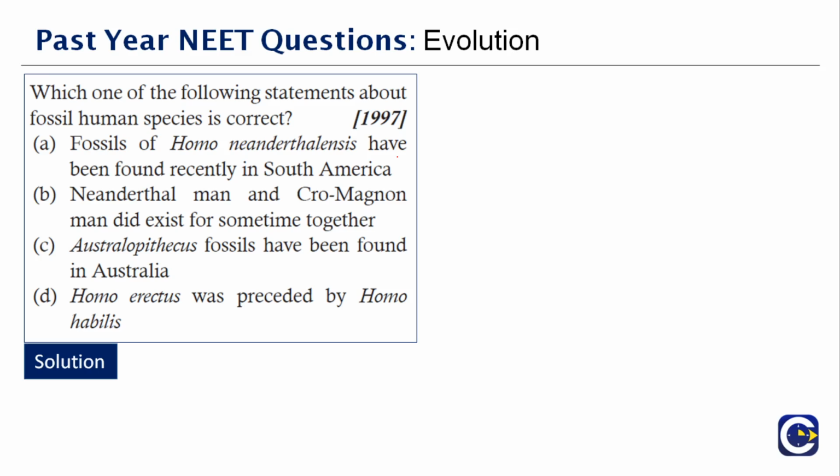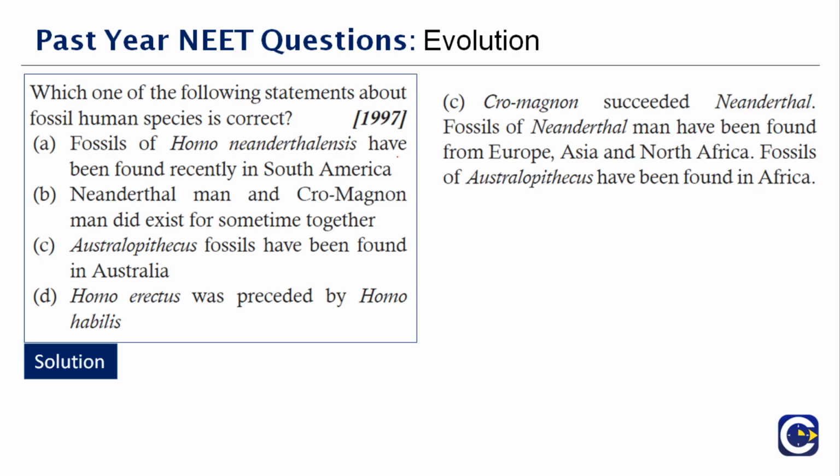We already saw that Homo erectus is the ancestor of man. So it is related to that. So I've given you a clue. Now what is the answer? It is option D. Homo erectus was preceded by Homo habilis, which is the ancestor of man. While Cro-Magnon succeeded Neanderthal. Fossils of Neanderthal man have been found in Europe, as we already saw in the earlier question, Asia and South Africa. While the fossils of Australopithecus have been found in Africa. Okay, therefore the right one is option C.